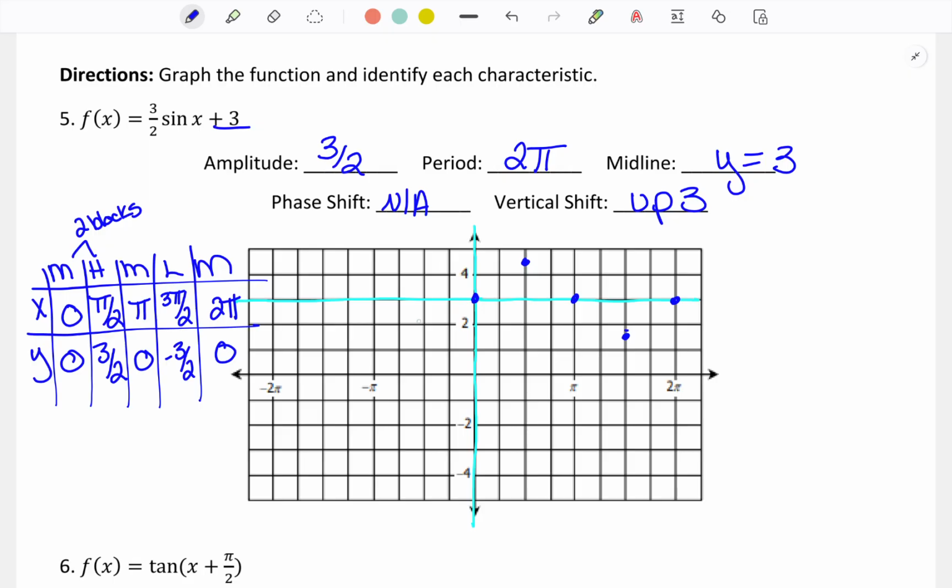And then for the negative side, I'm just going to continue the pattern. So 2 blocks over, hit the middle, 2 blocks over, go up, 2 blocks over, hit the middle. And we're just going to connect our dots for a nice, pretty, smooth curve. And there we go.